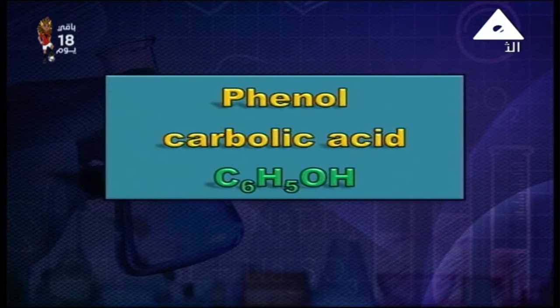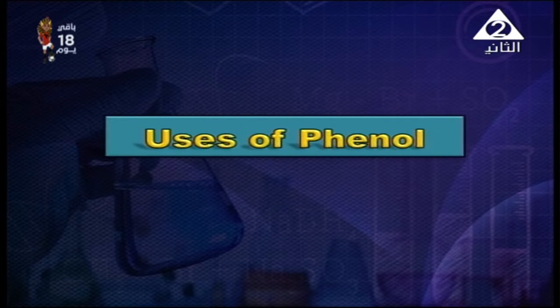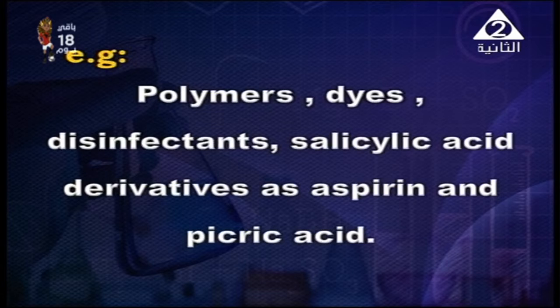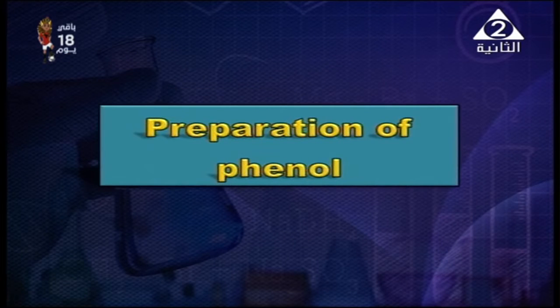Now we are going to discuss phenol, or carbolic acid, or hydroxybenzene, in detail, which has the molecular formula C6H5OH. The uses of phenol: it is used as a starting material for many industrial products, for example polymers, dyes, disinfectants, salicylic acid derivatives such as aspirin, and picric acid. Now we are going to discuss the preparation of phenol.